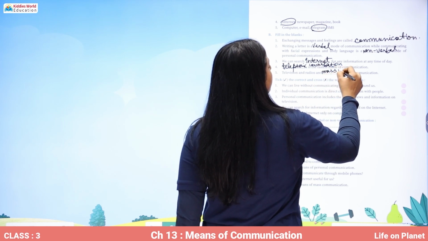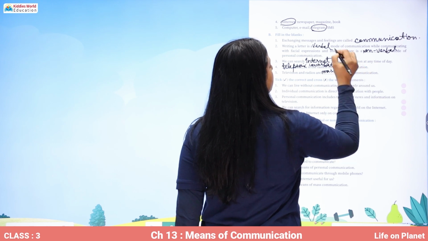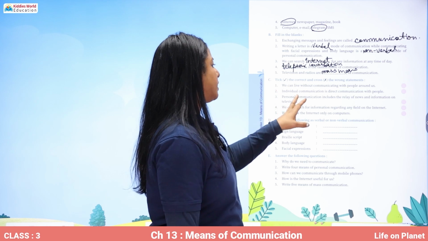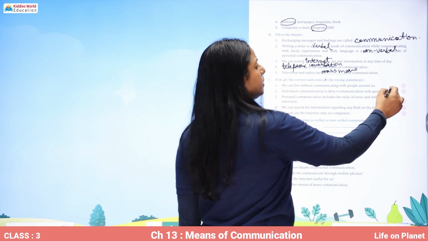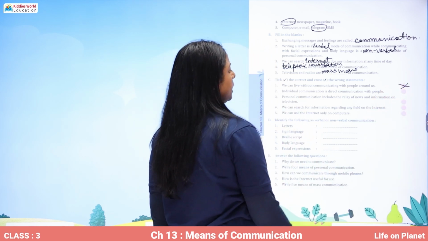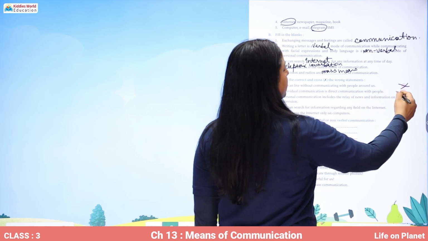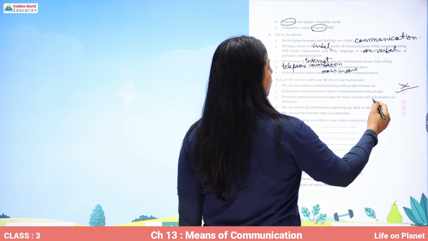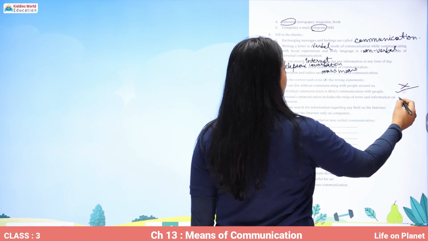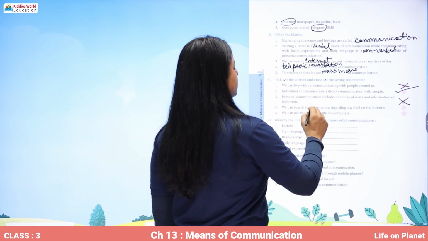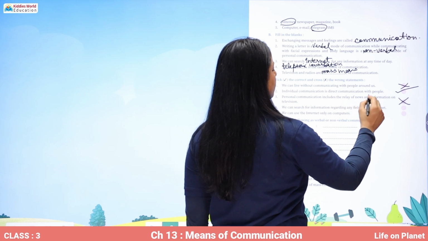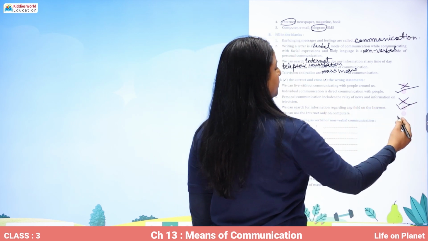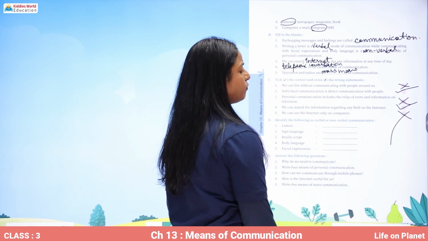mass means of communication. You have to take the correct statements and cross out the wrong ones. We can live without communicating with people around us? No. Individual communication is direct communication with people, correct. Personal communication includes the relay of news and information on television, wrong. We can search for information regarding any field on the internet, correct. We can use the internet only on computers, wrong. We can use it on mobile phones as well.